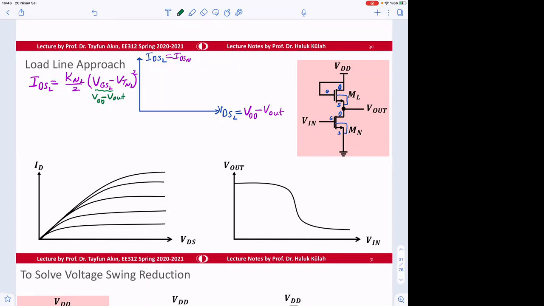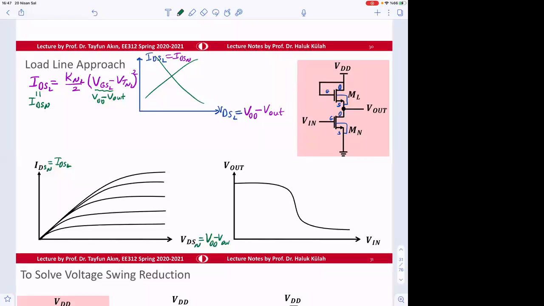Okay, so we really don't need this. And this one is equal to I drain to source of N. So I drain to source of N is equal to I drain to source of L. V drain to source of N is equal to VDD minus V out, or V out, yeah.